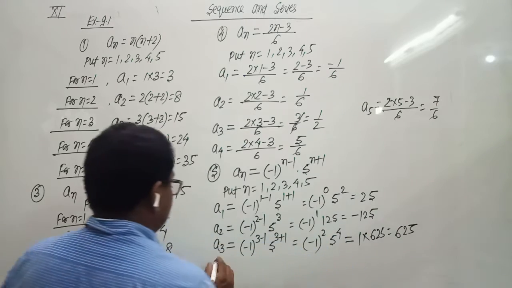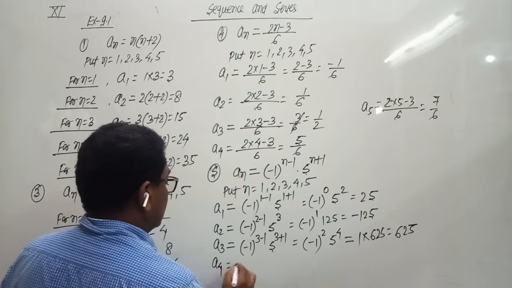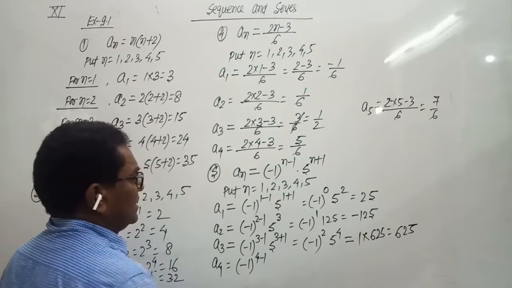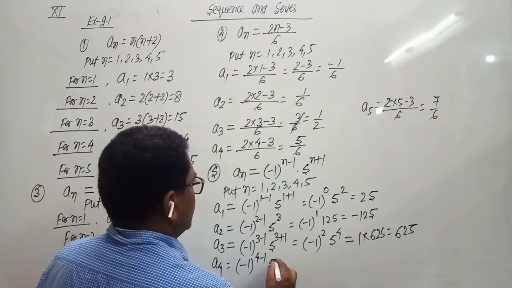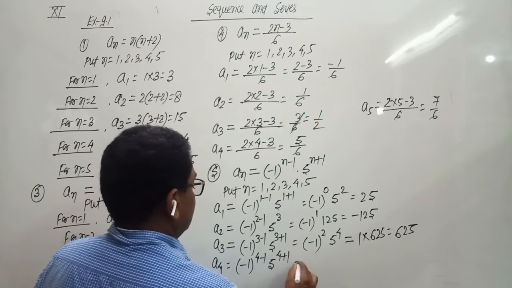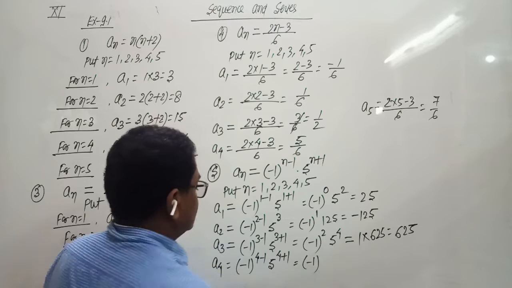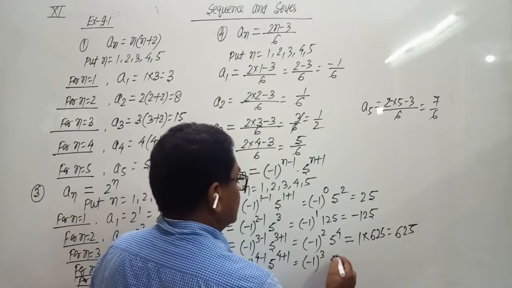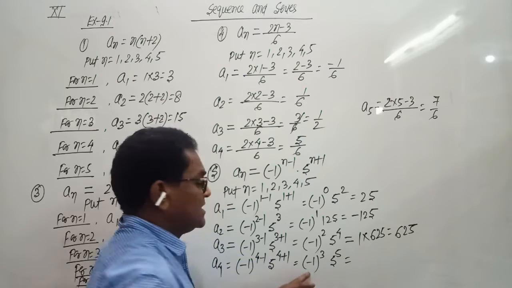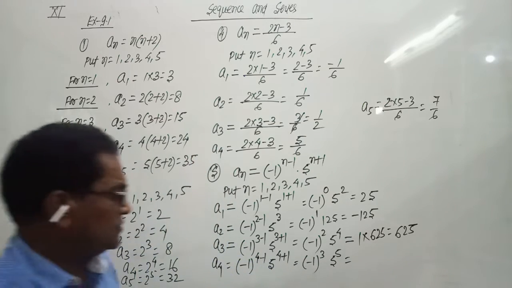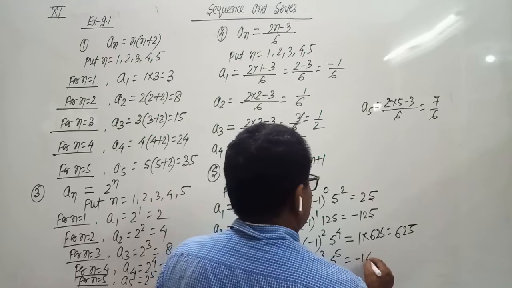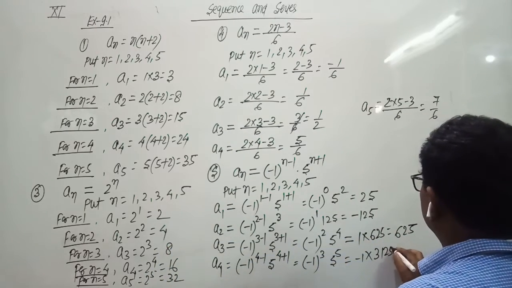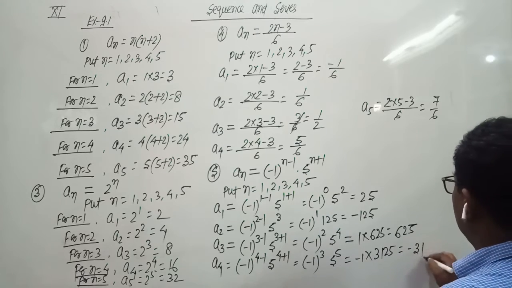Now for the fourth term, put n equals 4. So minus 1 raised to the power 4 minus 1 into 5 raised to the power 4 plus 1. That is minus 1 raised to the power 3 and 5 raised to the power 5. Minus 1 raised to an odd power is minus 1, and 5 raised to the power 5 is 3125. So that is minus 3125.